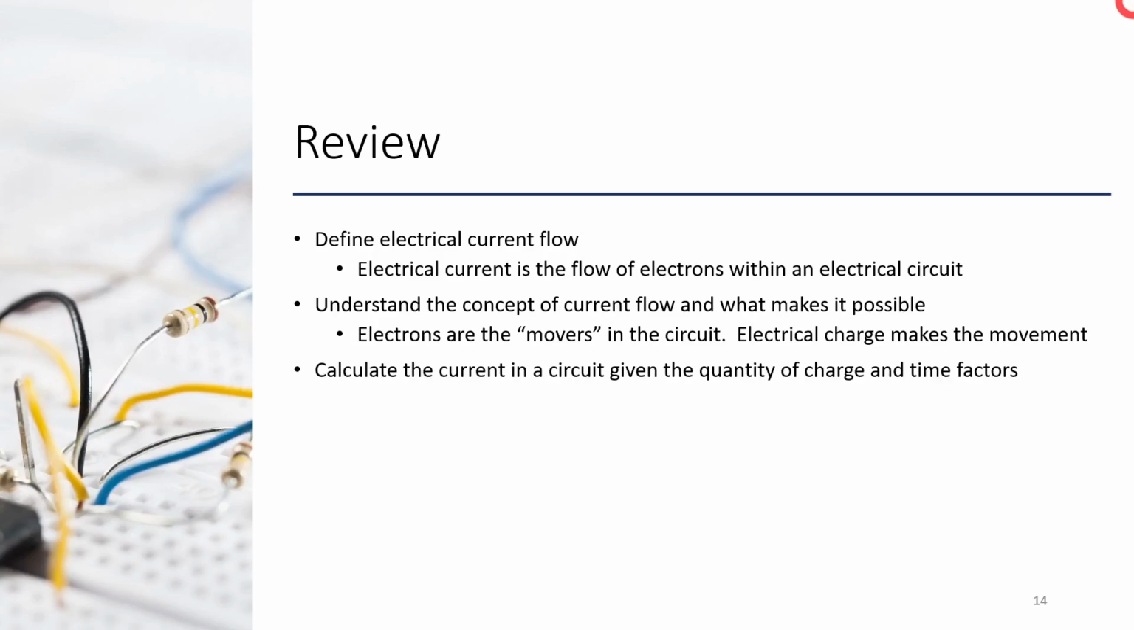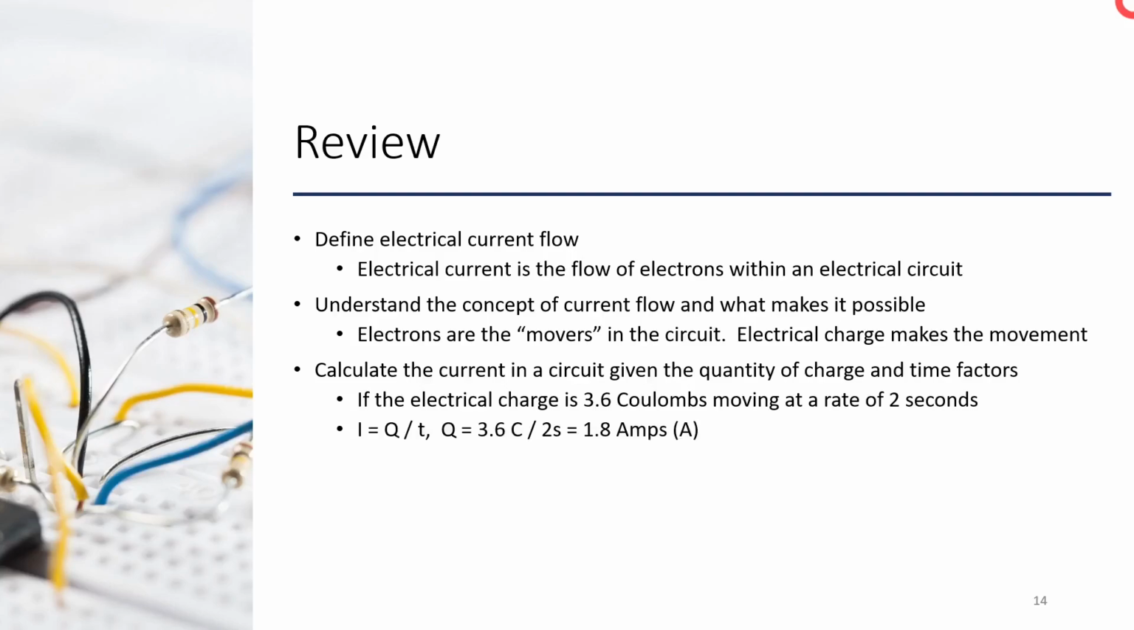Calculate the current in a circuit given a quantity of charge and the time factor. So here is our given example. If the electrical charge is 3.6 coulombs moving at a rate of 2 seconds, what is our electrical current? So again, pause the video, calculate that out, and then come back.